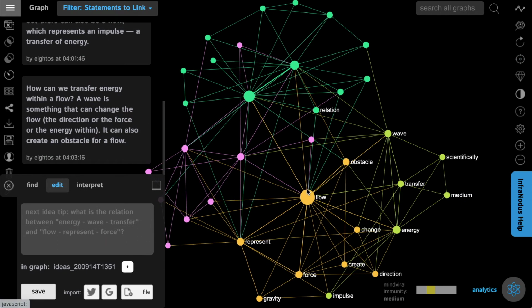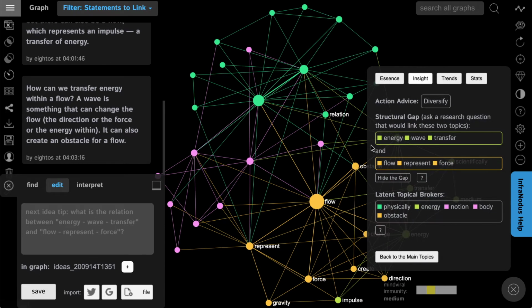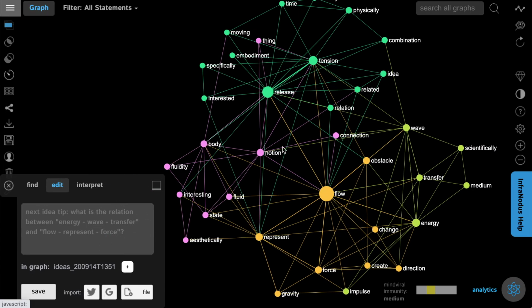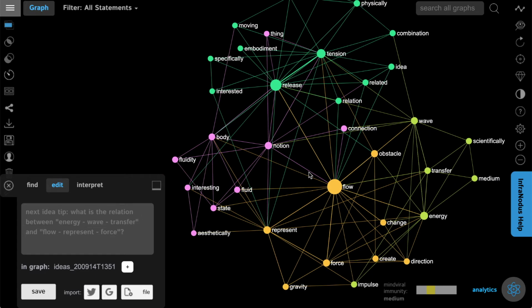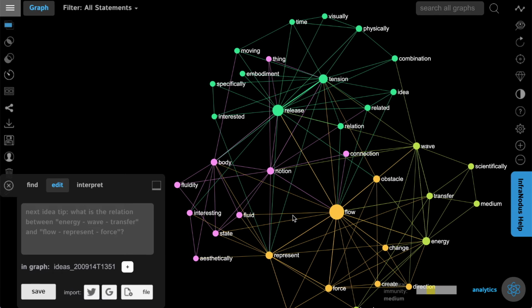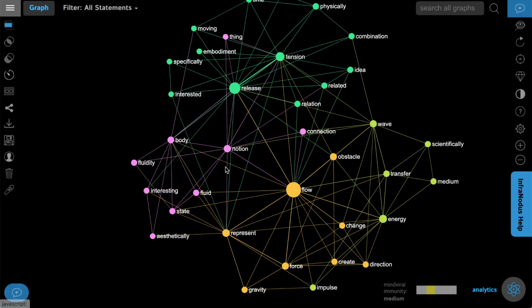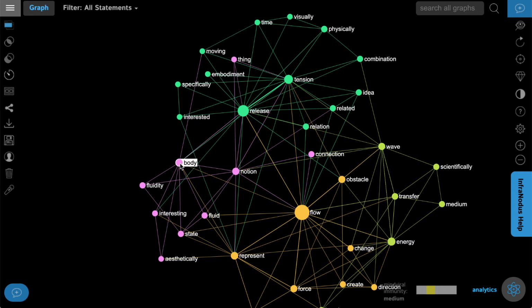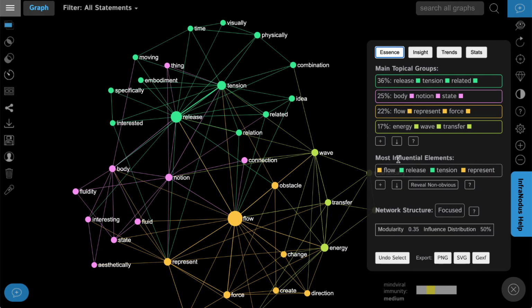And here it's time to maybe deselect this so we can see all the nodes and just look at the graph and see what else we could explore. Now we're too much focused on the flow, and if the idea is to really lay out all the different ideas and to represent the discourse to its fullest, I would start looking at the smallest nodes, like the body, the notion, fluidity. Interesting. By the way, you can also do that if you just go here into the essence, then you have the most influential elements, and you know that you're talking about flow, release, tension, represent.